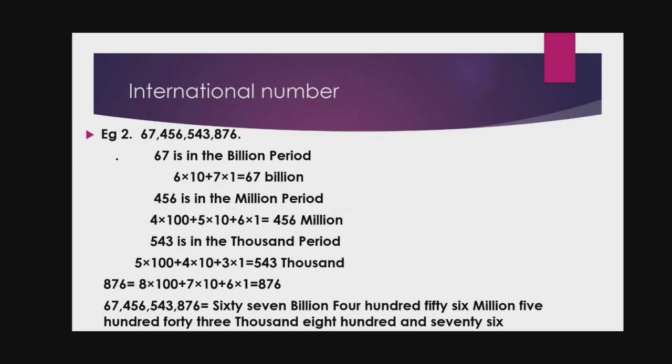Example 2. The number I'm going to read from the left side. 67456543876. The digits 6 and 7 are in the billion period. The 6 is in the tens place, the 7 is in the ones place. 6 into 10 plus 7 into 1, 67. The 67 is in the billion period, so 67 billion.